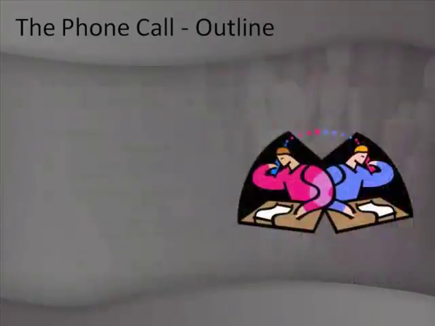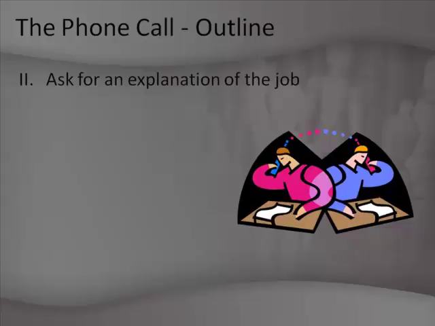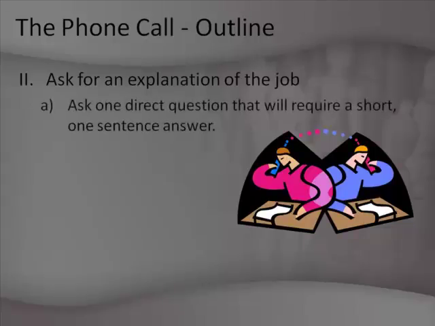Once you do get on the phone with somebody, ask them for an explanation of the job. And you're going to do that with one direct question. It'll be a question that requires a short one-sentence answer. Something very simple. You don't want it to be a stupid question, but you do want it to be simple. And by all means, have that question written down beforehand so you know exactly what you're going to ask.